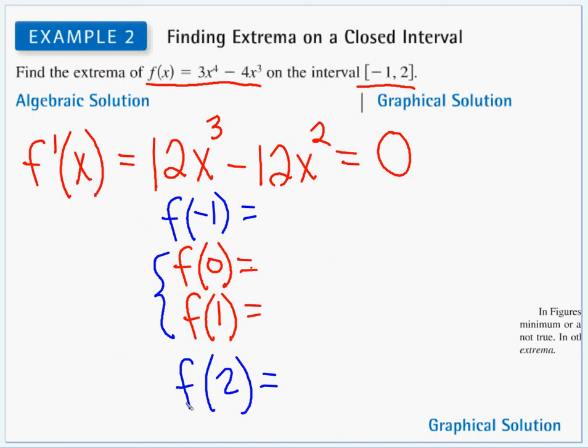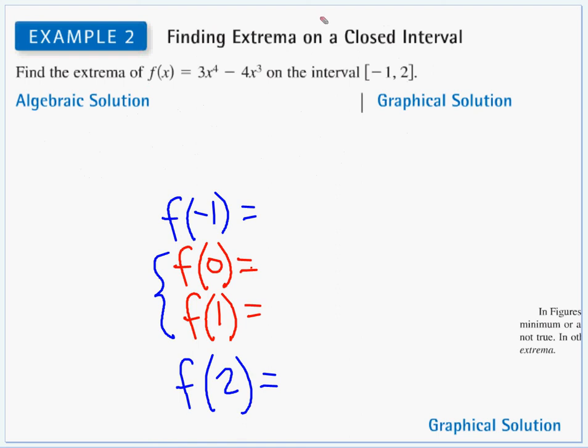If we plug -1 into the function and evaluate it, out pops a 7. If we put 0 into the original function, out comes a 0. If we put a 1 in there, we're going to get 3 minus 4. That's -1. And if we put a 2 in there, out pops a 16.